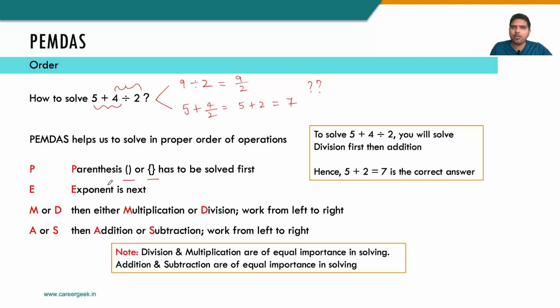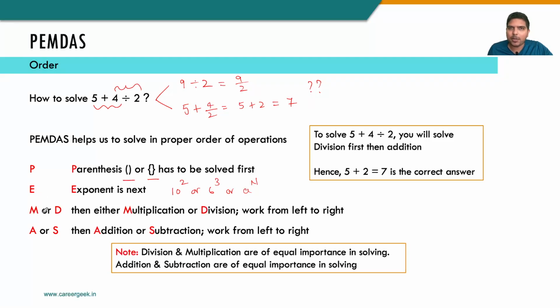Then the next importance will go to exponents. Now we all know what an exponent is. An exponent is something like, let's say, 10 square or 6 cube, or any number of the form a power n, where a and n are integers, let's say. This is the second preference, which is exponents.